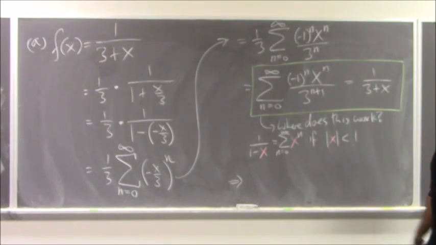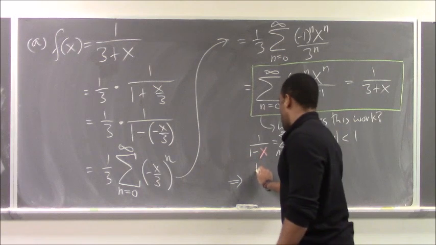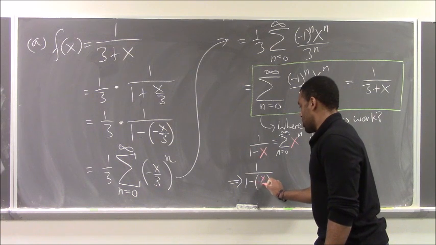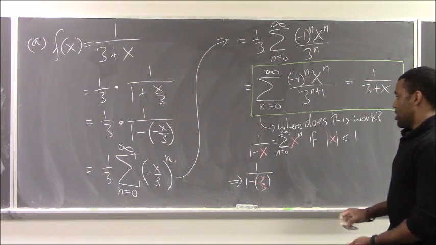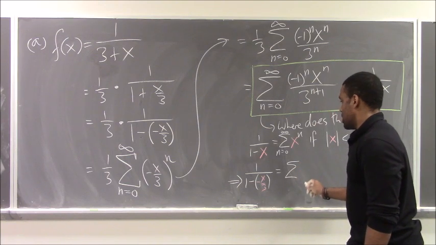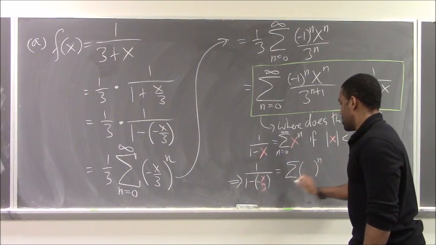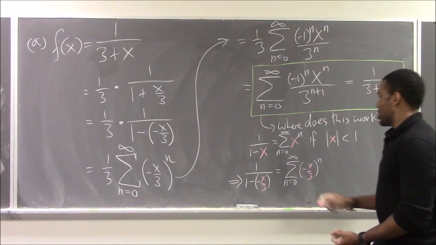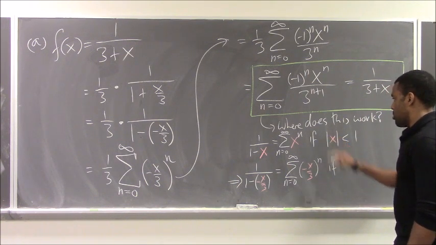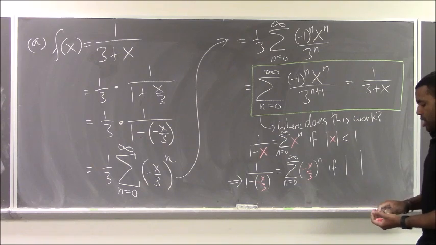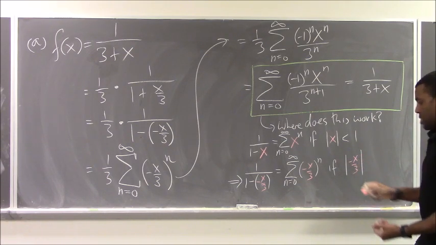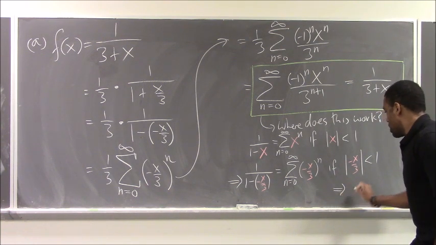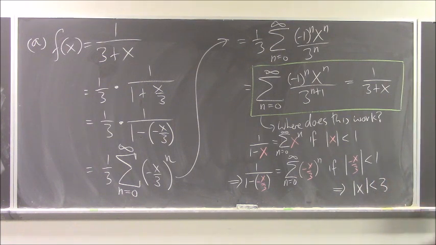Where does this work? This stands to reason if I have 1 over 1 minus x over 3, that is going to give me the series of minus x over 3, which just by matching up with what we know here, this is going to work if our minus x over 3 is less than 1 in absolute value. Or in other words, if my x is less than 3 in absolute value.